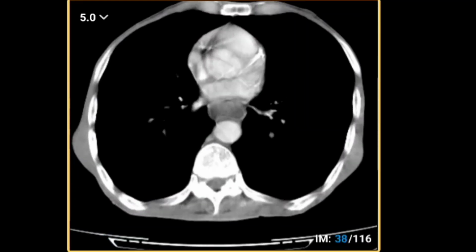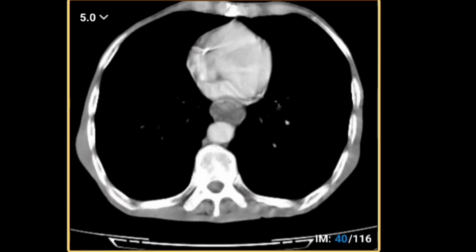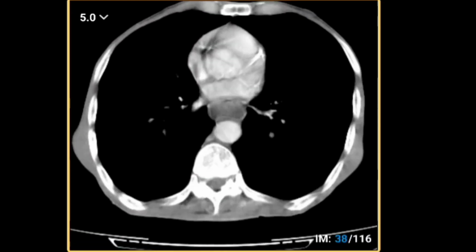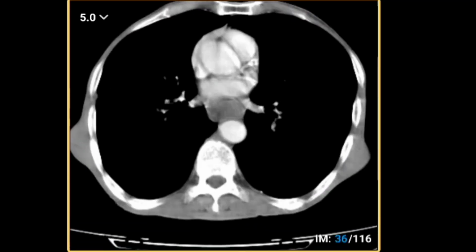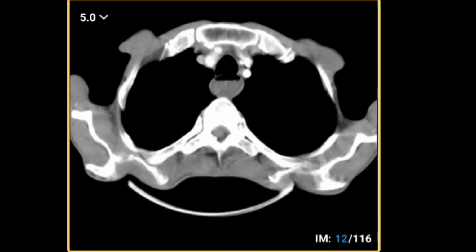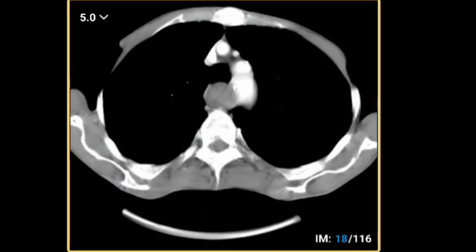If we go slightly upward and focus on the lung window now, you will see there are multiple ground glass nodules in a peribronchial distribution and diffusely distributed. Besides this, you will be able to see, here we go, in the left apical segment, apico-posterior segment, there is another nodule which is likely a metastasis.